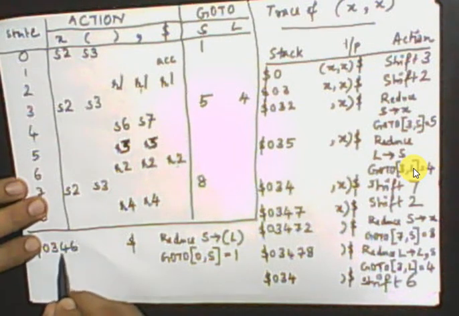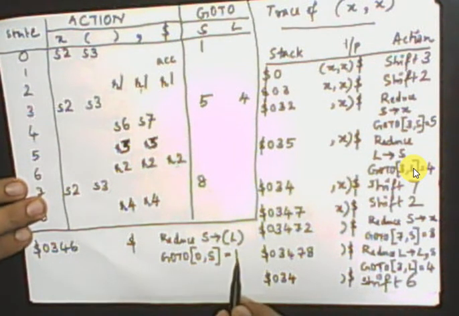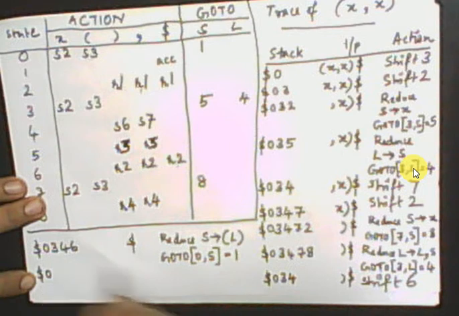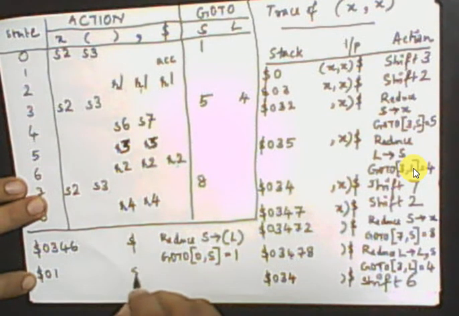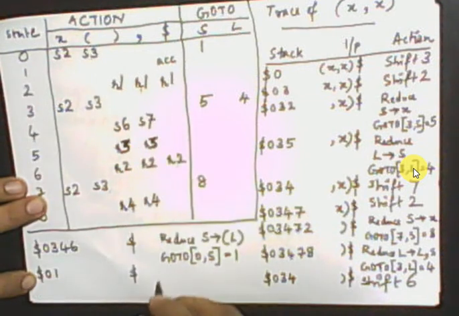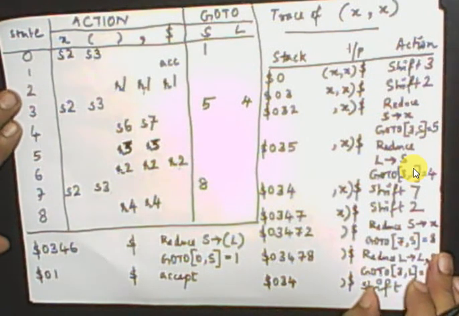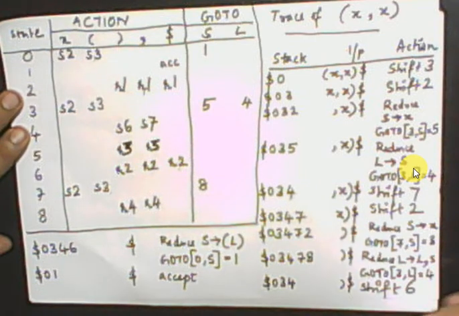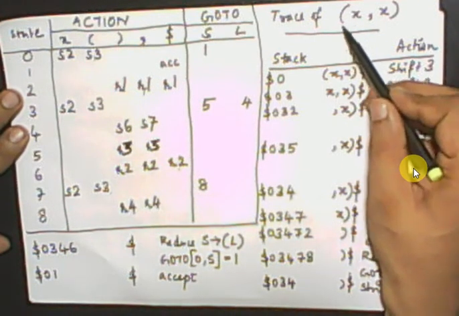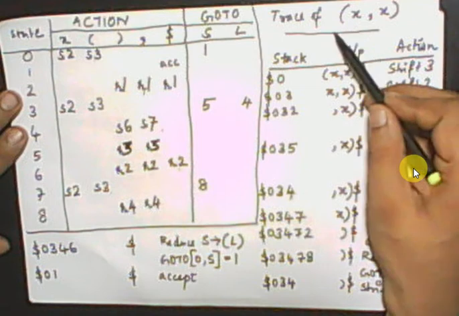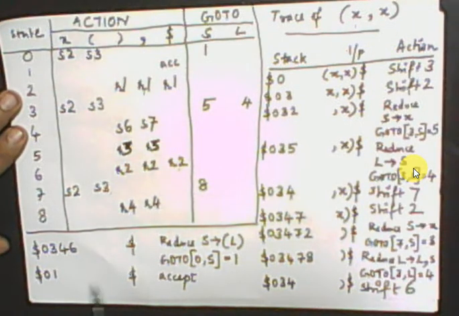So 6 4 and 3 have to be popped, and 1 has to be pushed, so 0 1, and here it will be dollar. So 1 on dollar, it is accept. Okay, so as per these particular steps, this string left parenthesis x comma x right parenthesis, this string with 5 symbols is valid, it is accepted.